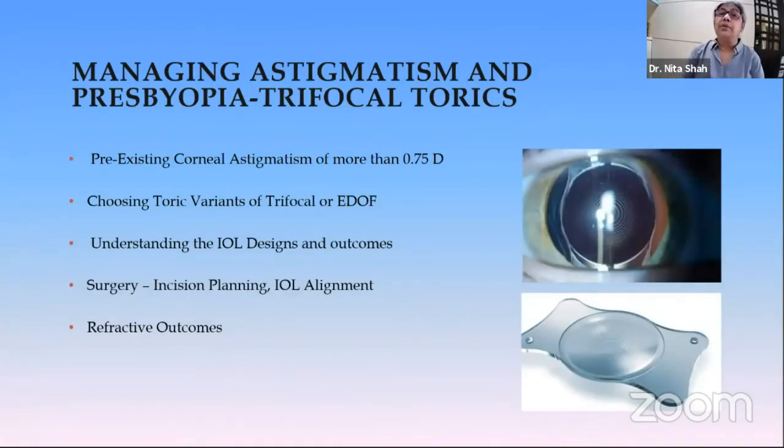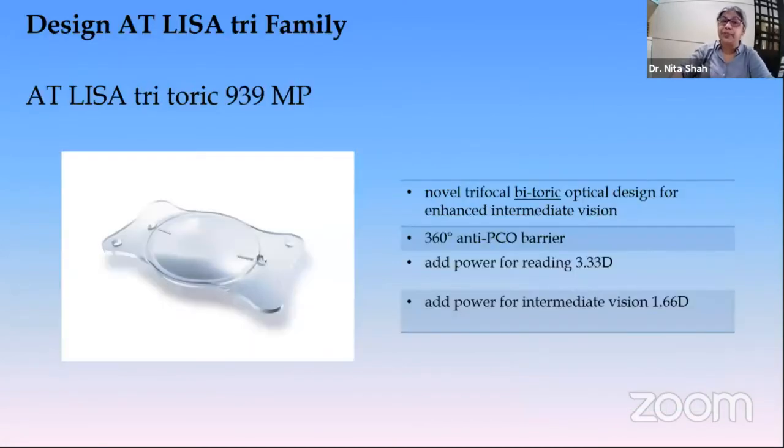Now we come to the trifocal toric lenses, which is a challenge because these are the patients whose expectations are high and we have to be bang on with our results. There is no scope of error. We look at any pre-existing corneal astigmatism, which is 0.75 and above, and even 0.5 if the flat axis is such that it would increase. And we take a call as to which lens to select as per the calculations which proceed.